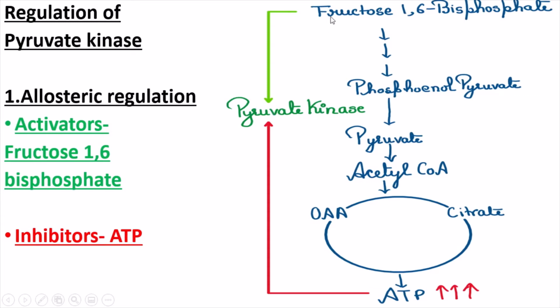That means when fructose 1,6-bisphosphate is made in larger amounts, it ensures that pyruvate kinase is active so that more acetyl-CoA can be formed, which can enter the TCA cycle to generate ATP. But when too much ATP is being synthesized, it will go back and inhibit pyruvate kinase. So that is allosteric regulation for pyruvate kinase.